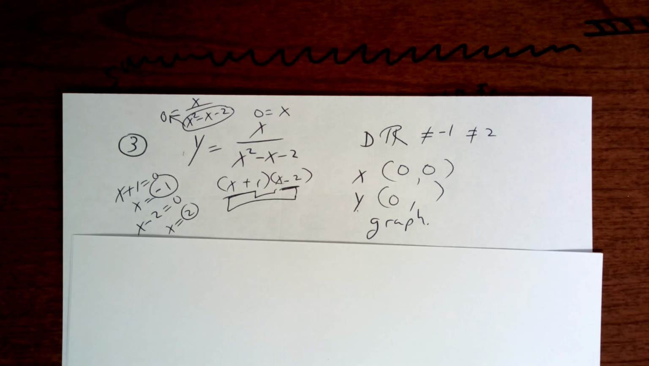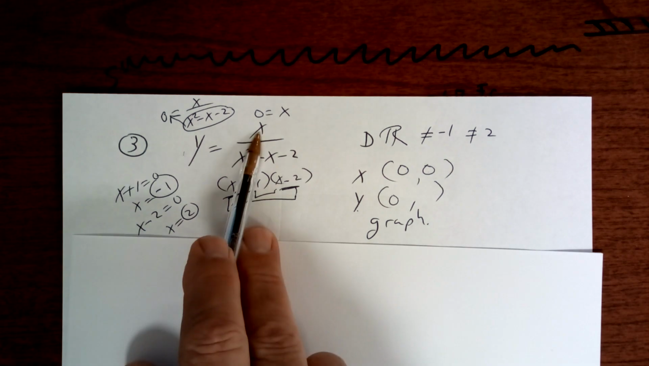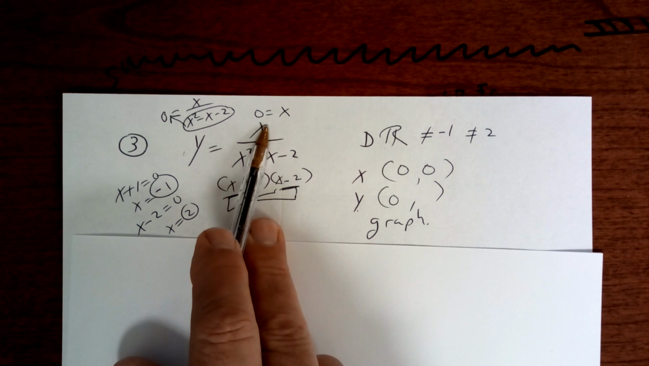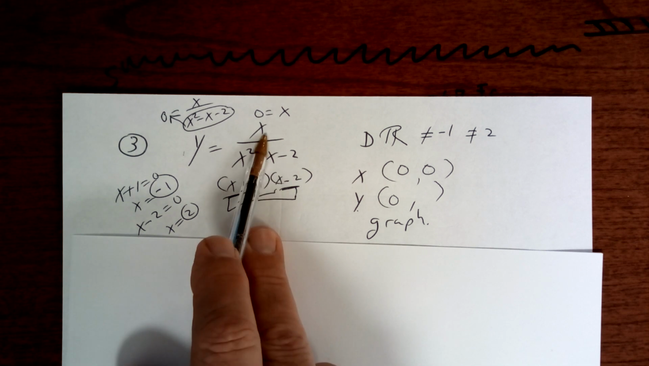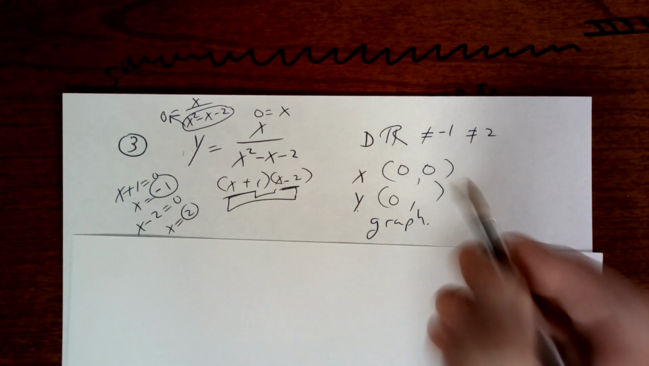When you let x equal 0, that becomes 0. All this is going to be 0 divided by negative 2. Well, negative 2 goes into 0 0 times. So that's your x and y intercepts.